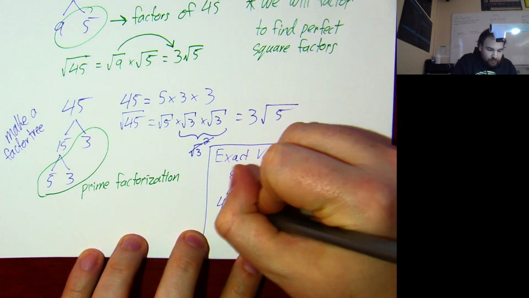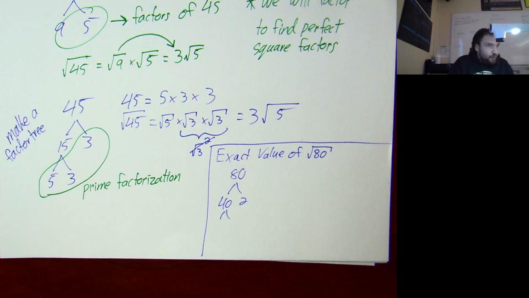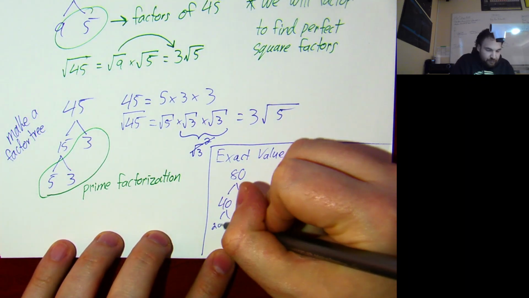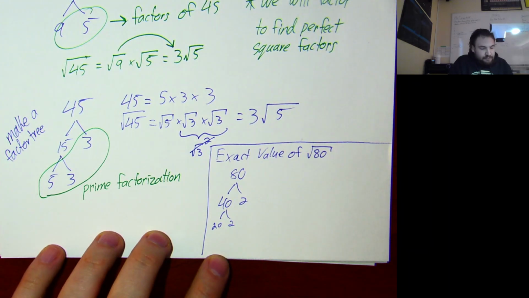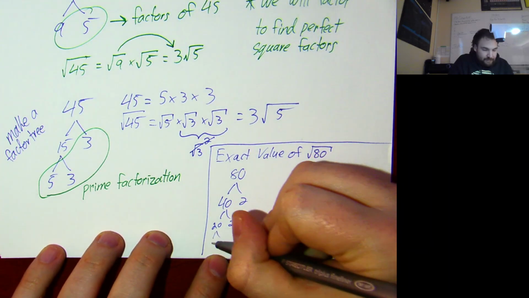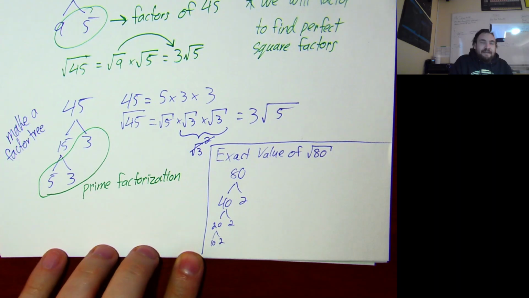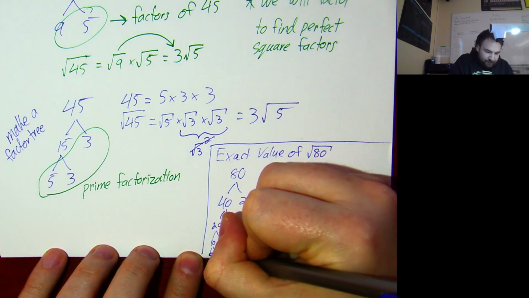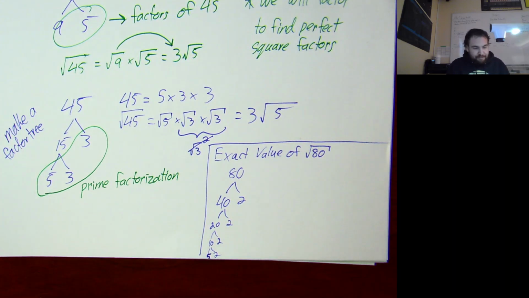40 and 2. Ugh. Okay. What times what is 40? 20 and 2. Okay, what times what is 20? Oh boy. What times what is 10? And do we have a prime factorization now? Yeah. 5 and 2 are all primes, and all I've got are 5s and 2s. Thank you for giving me the worst possible combination of numbers. I love it. But it still works. It actually works quite well for us.